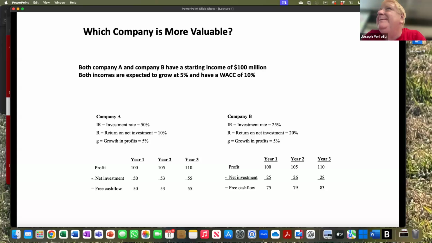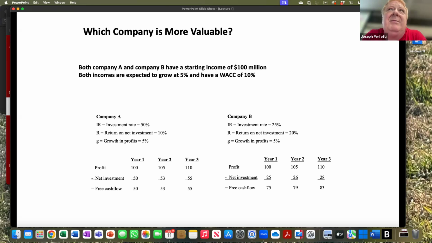What do you think? Would there be a difference in value? Yes or no, and why? Are the free cash flows the same? Does one company have higher free cash flow than the other? If a company has a higher free cash flow, shouldn't it have a higher value?